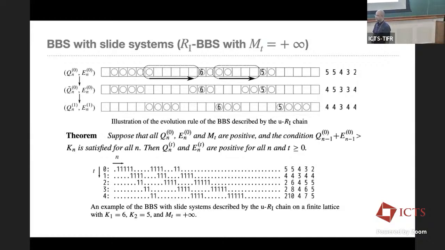What if the number of a block is larger than the size of the two previous blocks? Such a situation may happen, but if we start from this appropriate setting, if the initial condition satisfies this condition, then the rest should be the same situation. This is the theorem. If the initial condition satisfies this condition, then the further values are always positive.